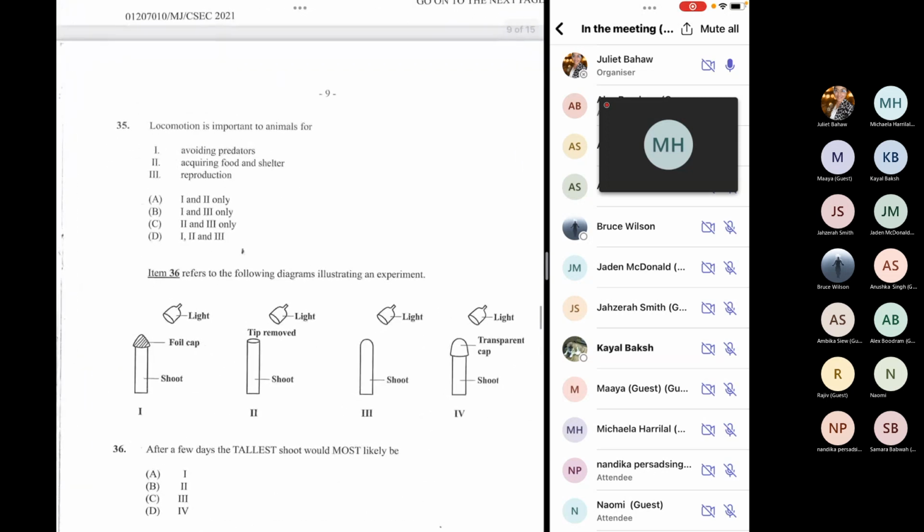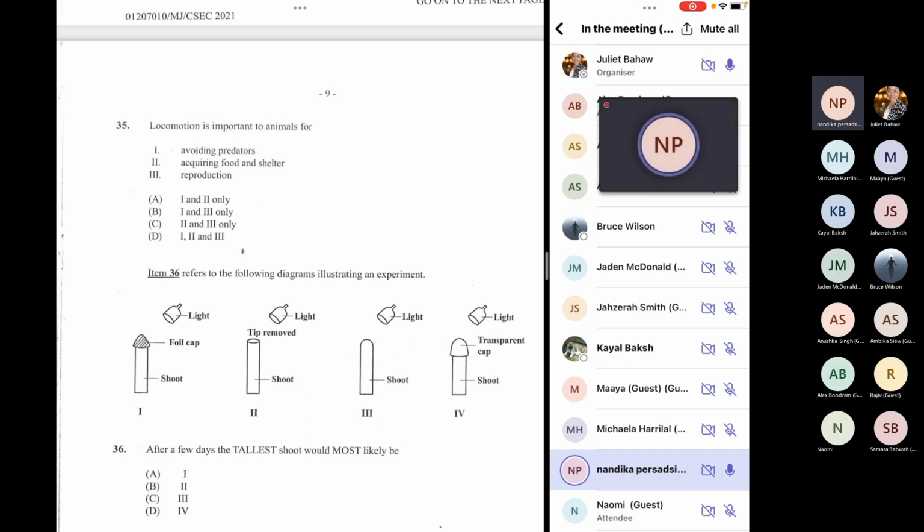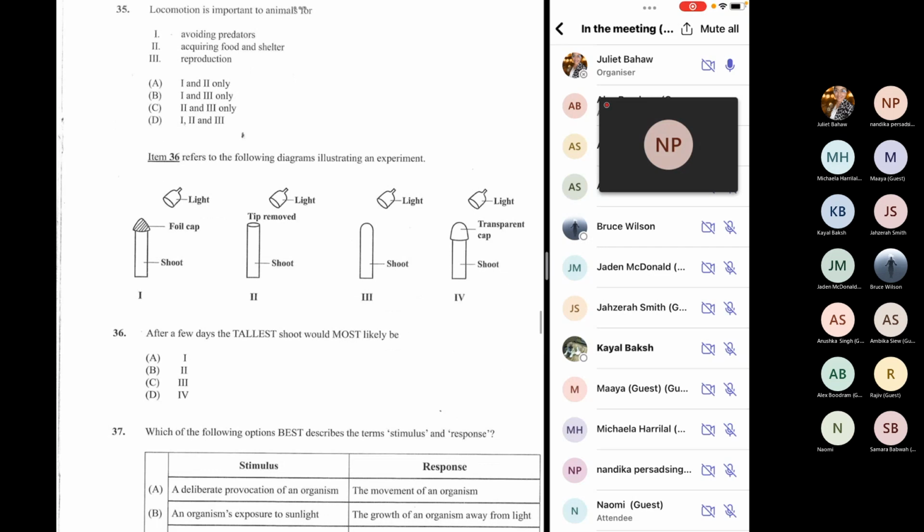35. Locomotion is important to animals for, I had D. Now locomotion is the whole body moving from one point to the next. Reproduction is part movement. So this will be 1 and 2, A. Locomotion is whole body movement. So you pick up yourself and you walk from one point to the next. All right, 36.